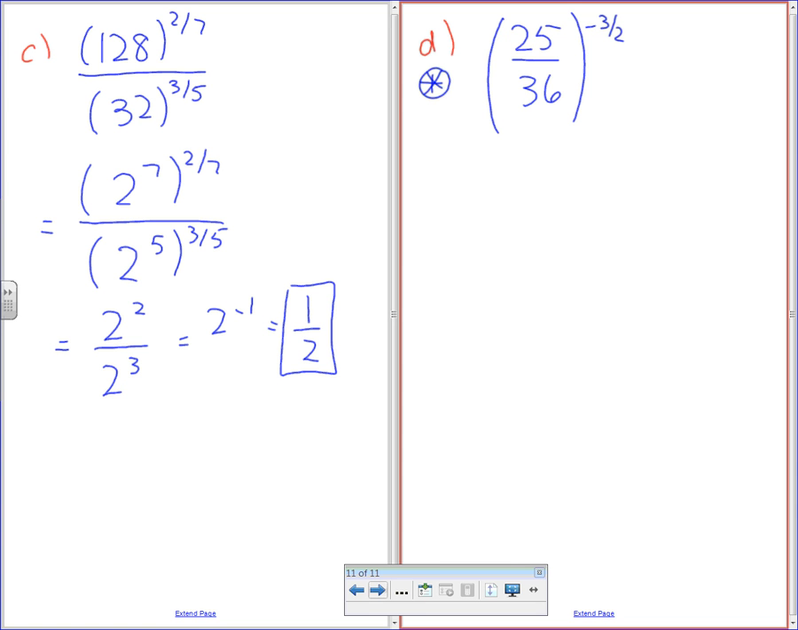When you have a fraction, what's the power rule going to be with a fraction? If you have a fraction and there's an exponent on the outside, what's that going to be? It's going to apply to both the top and the bottom. So I'm going to write this as 25 to the negative 3 over 2 over 36 to the negative 3 over 2.